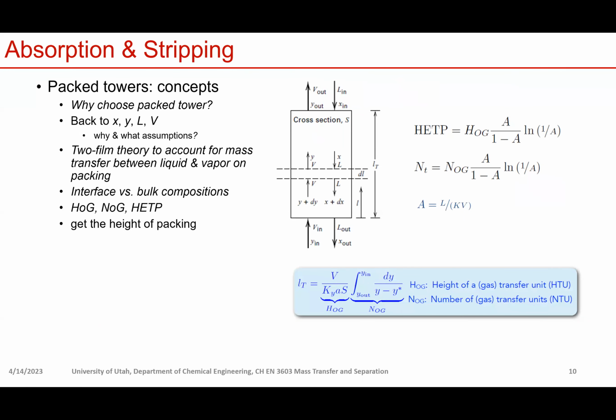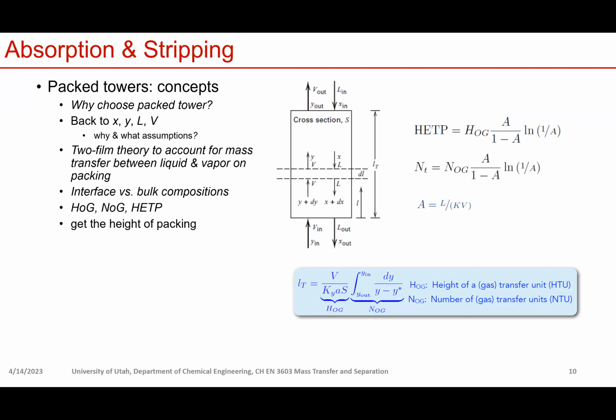Okay. Then we introduced the concept about HOG, NOG, HETP, right? And from that, we get the height of the packing. So basically, you need to know how the HOG NOG is derived. You don't have to do the derivation, but at least you know physically what we did, right? So what we did is just do a mole balance on the packed tower. Then you can do the integral, and you'll find out the height of the tower is proportional to the product of two terms, right? This term multiplied by this term.